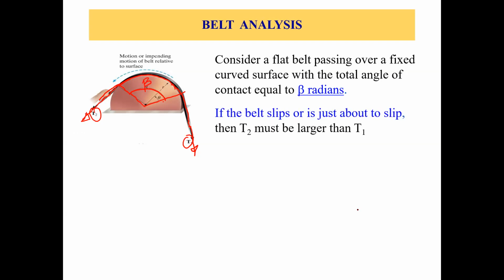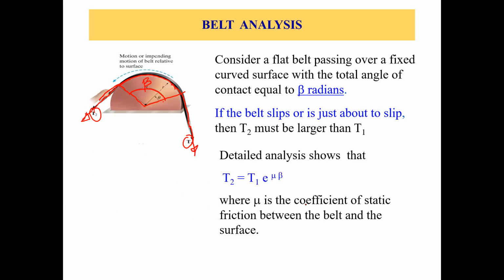Now, if the belt slips or is just about to slip, then T2 must be larger than T1. We all know that if T1 equals T2, then it will be a static belt, there'll be no movement. But if T1 is greater than T2, or T2 is greater than T1, then we'll have some movement, so the belt would slip over this surface.